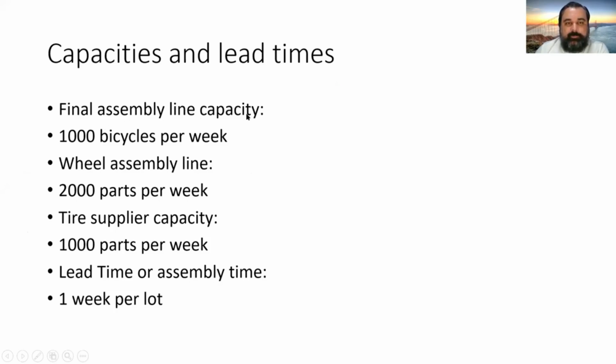The final assembly line for the bicycles has the capacity to assemble 1,000 bicycles per week. Our wheel assembly line has the capacity to assemble 2,000 parts per week. Our tire supplier has the capacity to supply 1,000 parts per week. And all lead times here, our assembly times, are 1 week per lot.